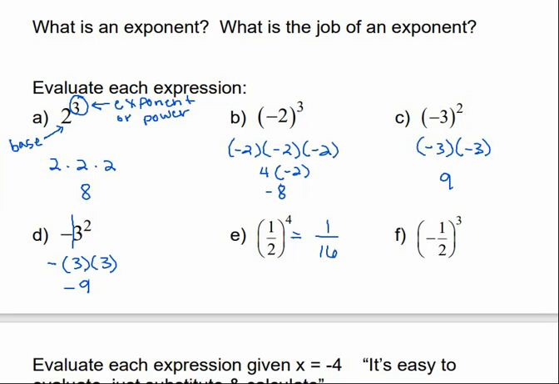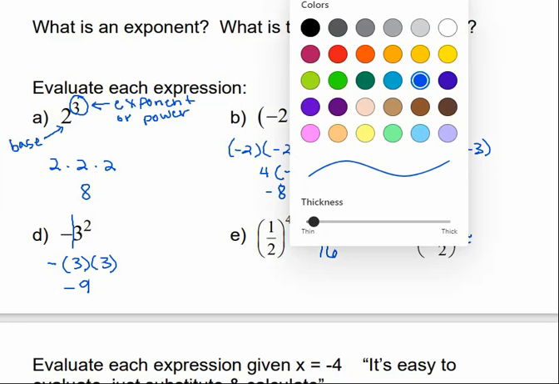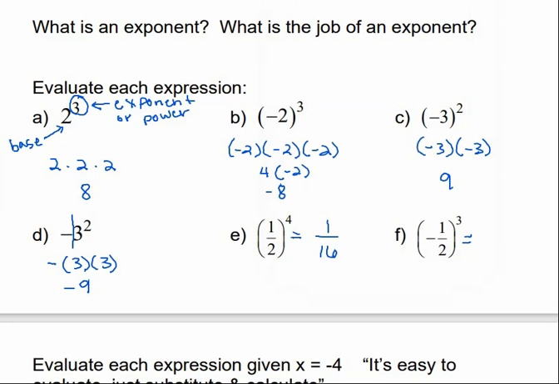All right, for F, we have negative 1/2 to the 3rd power. Okay, let's back up just a little bit. So in B, we had negative 2 to the 3rd power. So that was 3 negatives. All right, so a negative times a negative is a positive, and then we multiply it times another negative. A positive and a negative is negative. In C, we had negative 3 squared, so we just had 2 negatives, which became a positive.